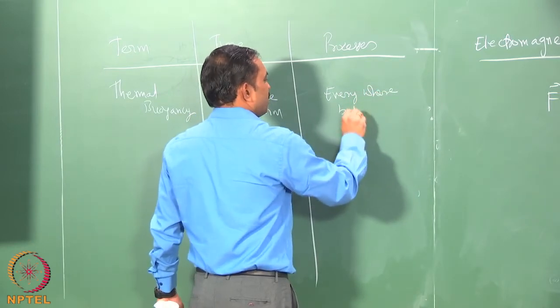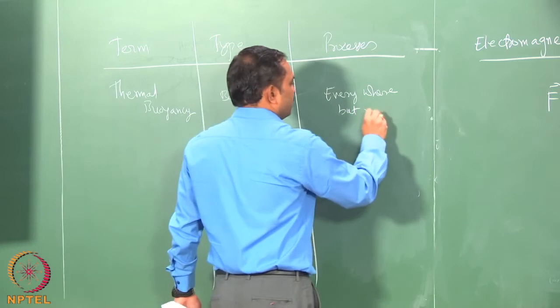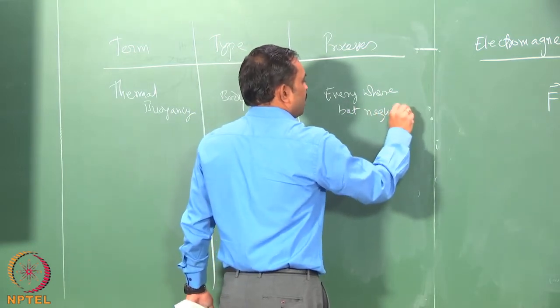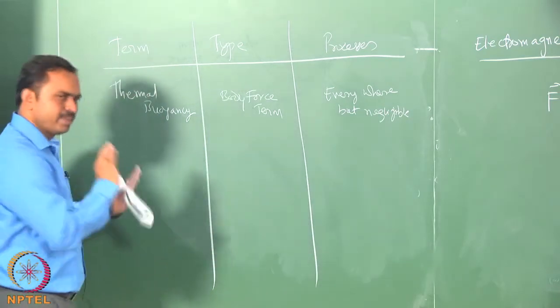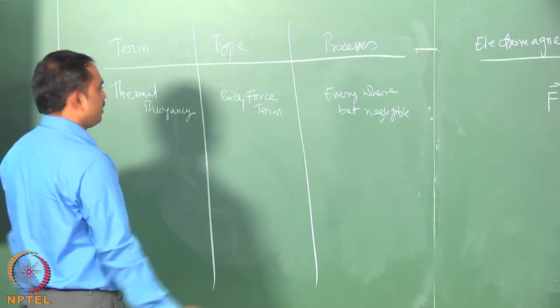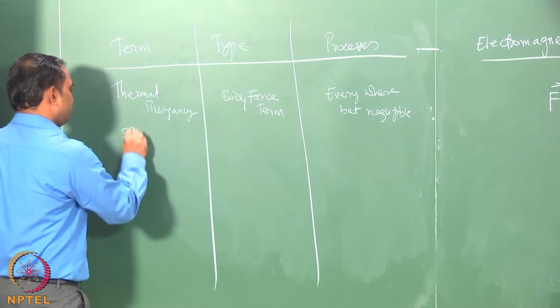But everywhere effective, but negligible compared to the Marangoni convection, but it is present everywhere and it is strongly affected by the geometry.